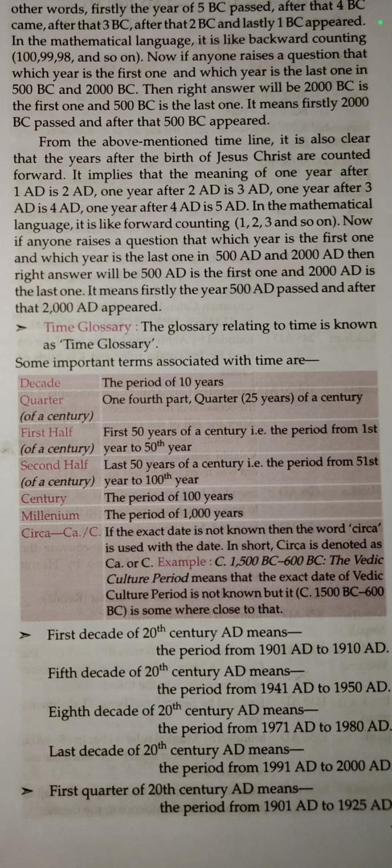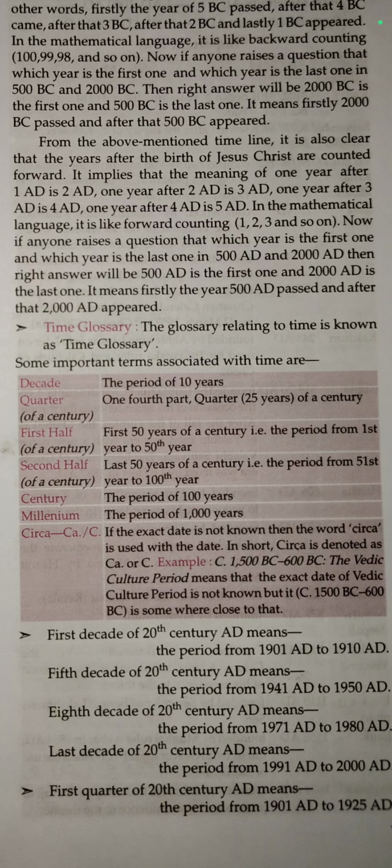Time glossary. What is a time glossary? The glossary related to time is known as the time glossary. Some important terms associated with time are: decade, the period of 10 years. Quarter, which means one fourth part. So if we talk about a quarter of a century, it is 25 years. A century is 100 years, and one fourth of 100 is 25 years.